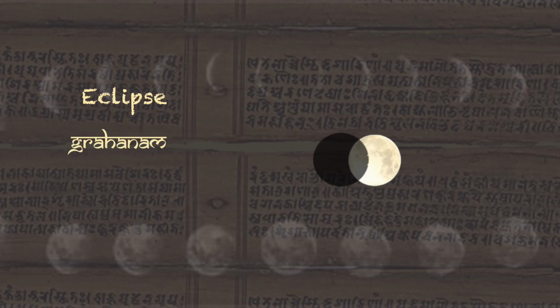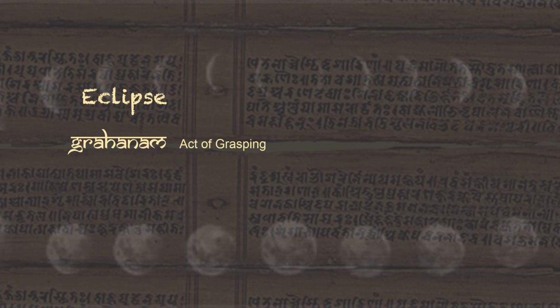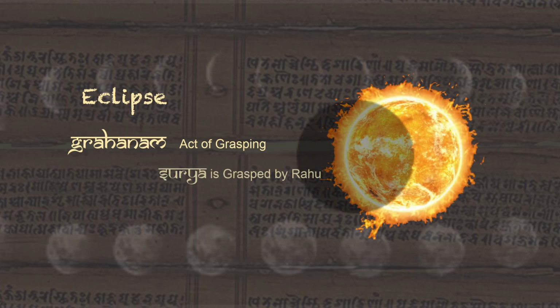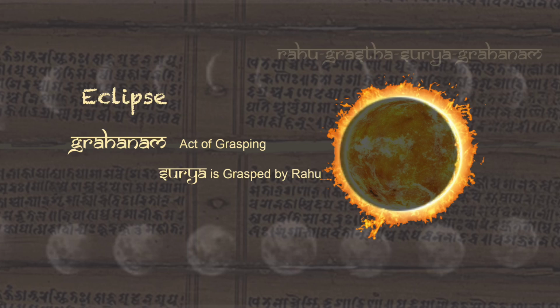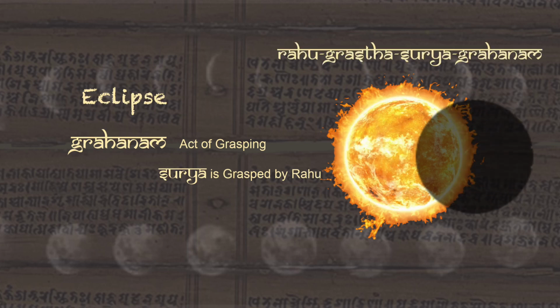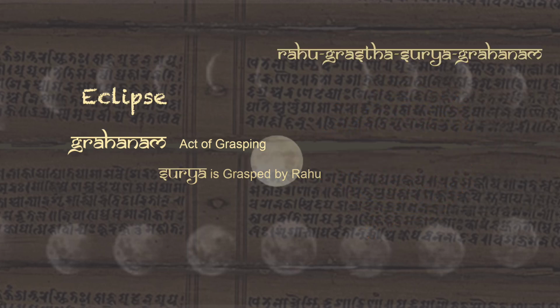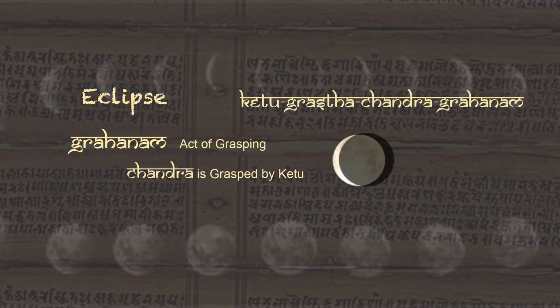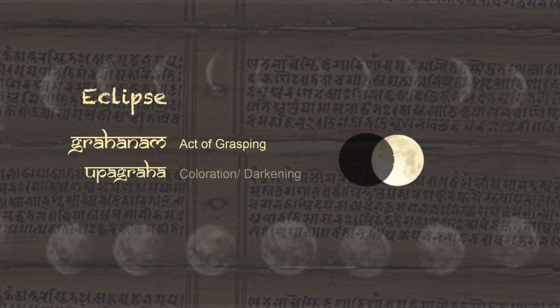Eclipse is called Grahanam in Sanskritam. Grahanam is the act of grasping, light of a body grasped by a shadow. For example, Surya or Sun is grasped by Rahu, Rahugrastha Surya Grahanam. Or Chandra, the moon, is grasped by Ketu, Ketugrastha Chandra Grahanam. It is also called Upagraha, meaning coloration or darkening.